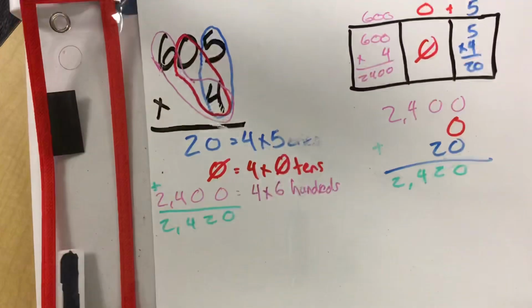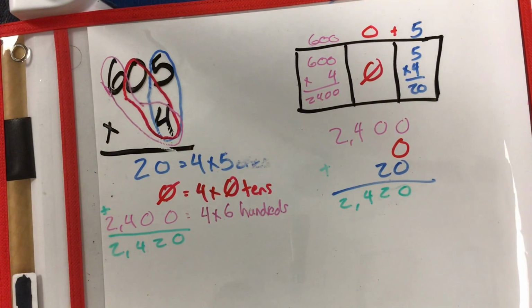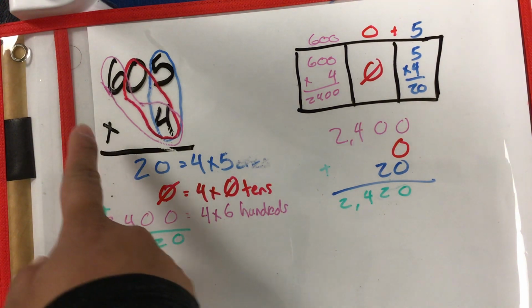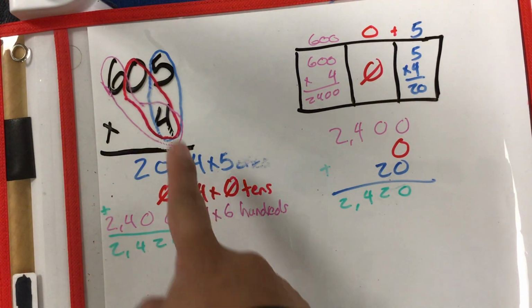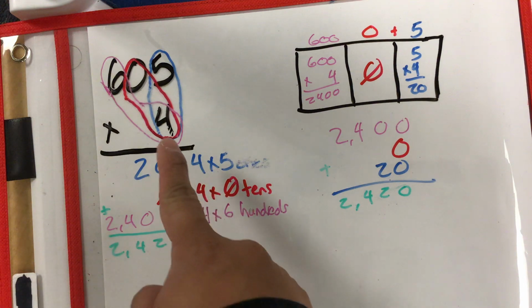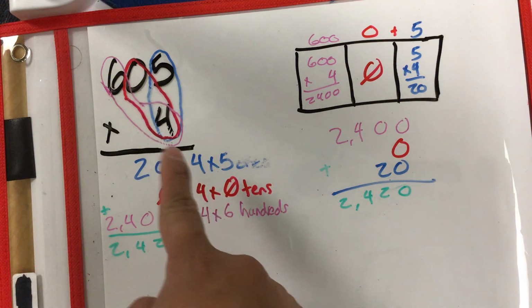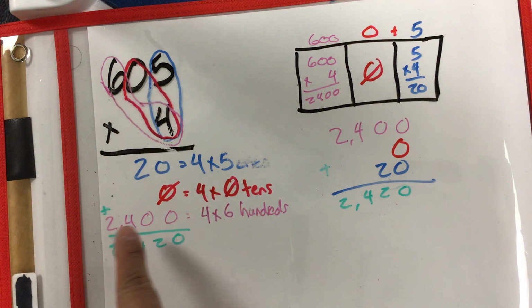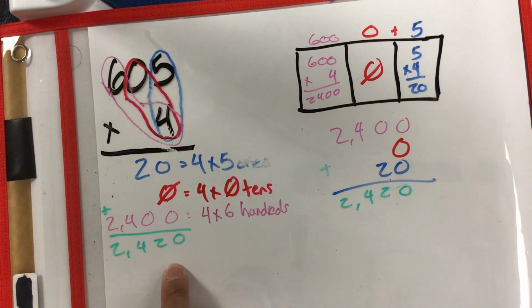All right, welcome back. So here's our answer right now. So we had 605 times 4. 4 times 5 ones is 20. 4 times 0 tens is 0. 4 times 600 is 2,400. Add them all up, we get 2,420.